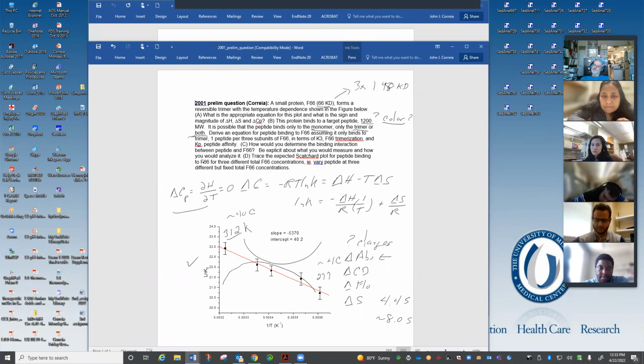Does the enthalpy go up? Does it go down with temperature? And then why it does that is a whole different question. What's changing?